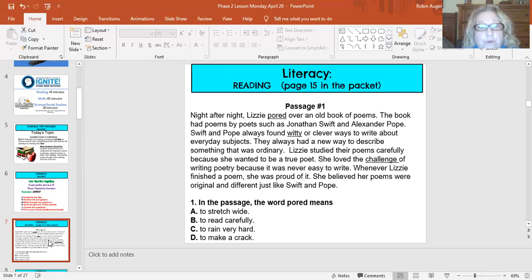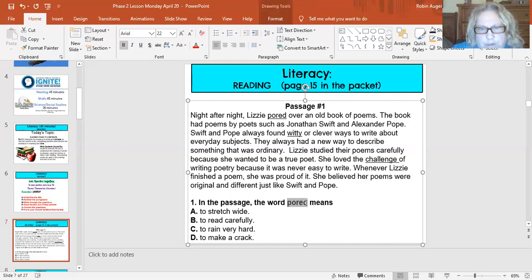Okay, I'm going to walk through the questions and then I'll read it again, and that's what we're supposed to be doing when we do it at home. In the passage, the word pored means, I'm going to underline that word so that we understand that that's the one we're focusing on. Okay, the word pored means A, to stretch wide, B, to read carefully, C, to rain very hard, D, to make a crack.